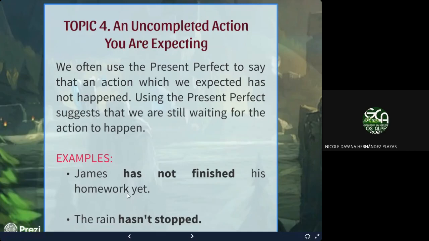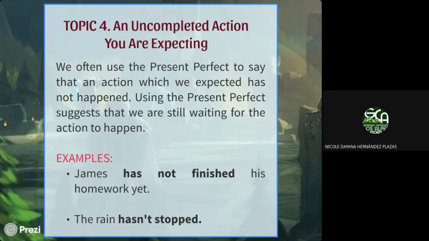The rain hasn't stopped. Digamos, esta no tiene el ya, pero igual están aquí en perfecto, porque no se ha detenido. Es un hecho que va a pasar, va a dejar de llover. ¿Cuándo? Puede ser en un ratito, puede ser en 3 días, pero en algún momento se va a detener. Si ves entonces, es algo que empezó en el pasado, que tiene unas consecuencias ahorita, que es algo que tú quieres que termine, pero no ha terminado aún. That's an uncompleted action that you are expecting.